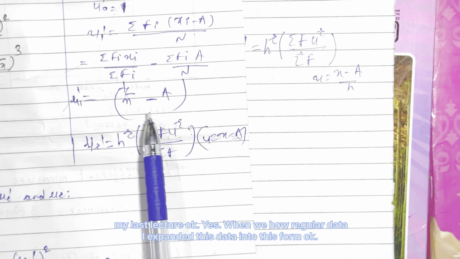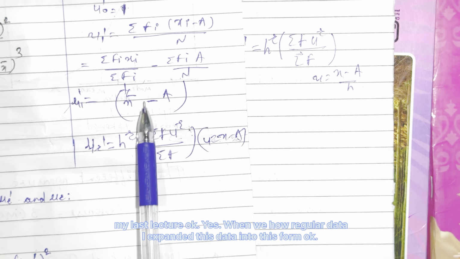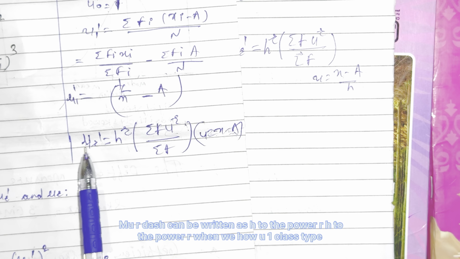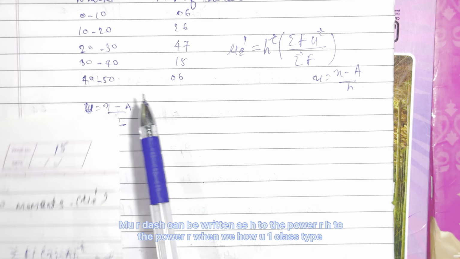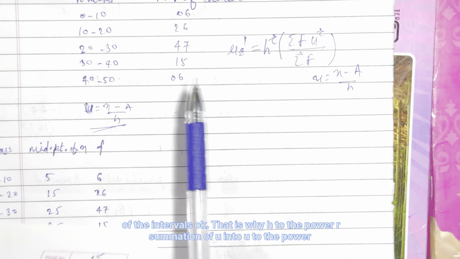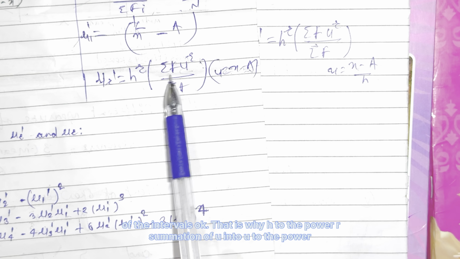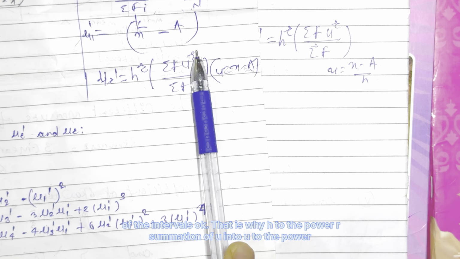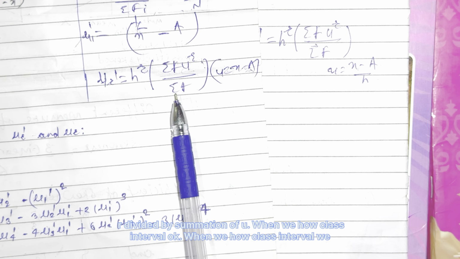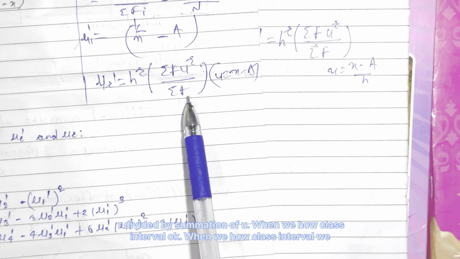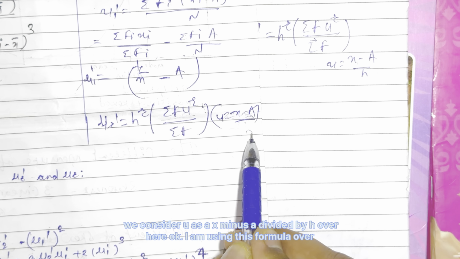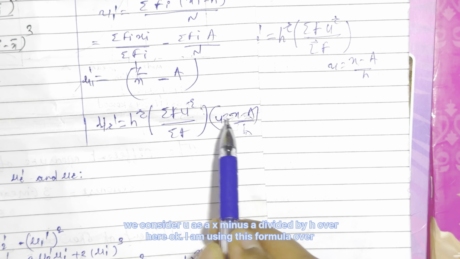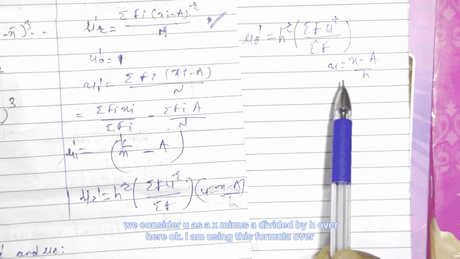When we have regular data, I expanded this data into this form. Mu r dash can be written as h to the power r when we have given class type intervals. That's why h to the power r, summation of f into u to the power r, divided by summation of f. When we have class interval, we consider u as x minus a divided by h over here. I am using this formula over here.